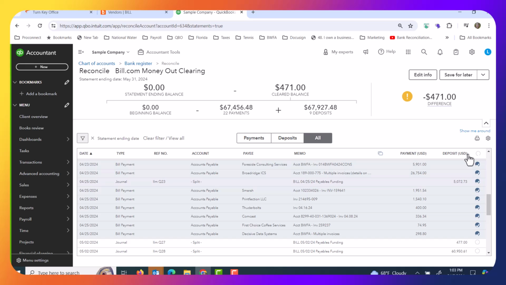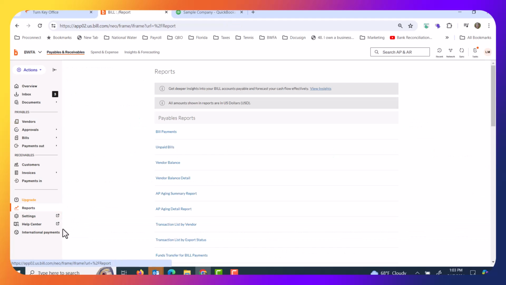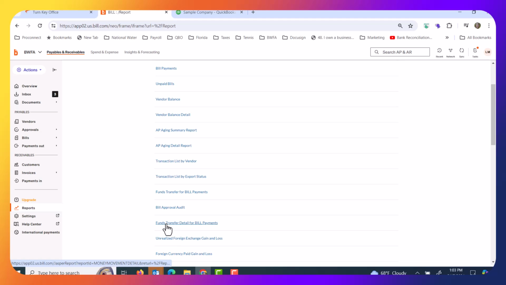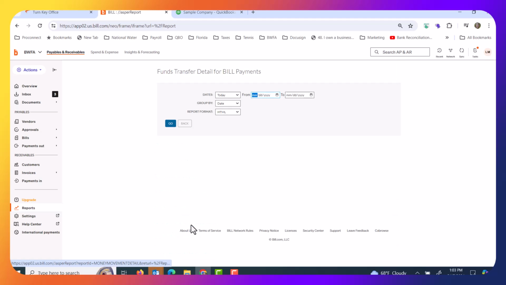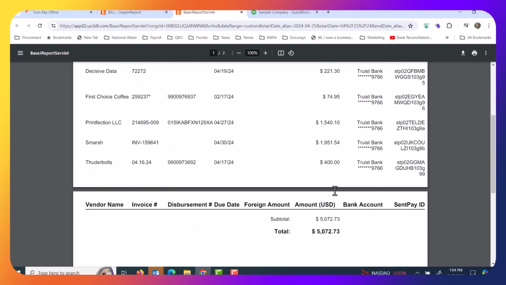One tool that you have, a very useful report, is if you go over to your Bill.com account, you go to Reports, Transaction, or Funds Transfer Detail for bill payments. You go to that, and you pick the date that we're looking at. You can export it to HTML or PDF. I usually use PDF. And you spot that transaction. Okay, so this is it.